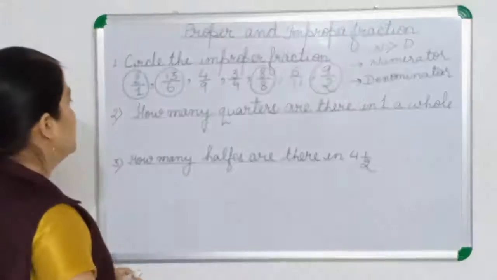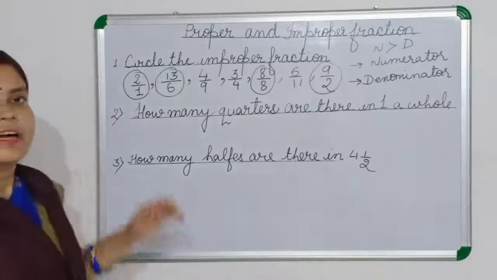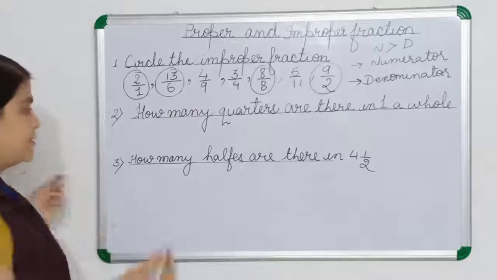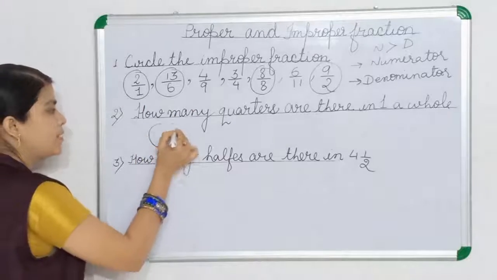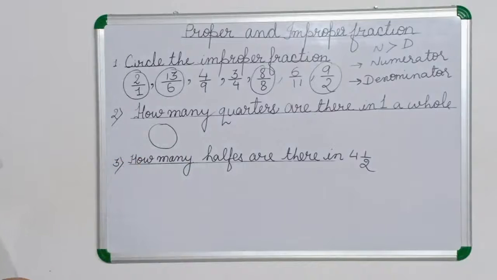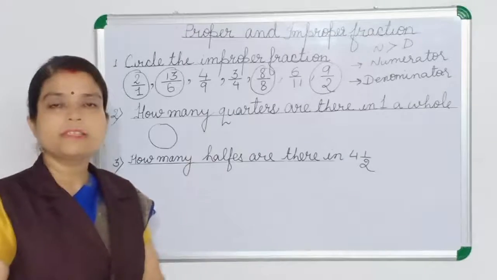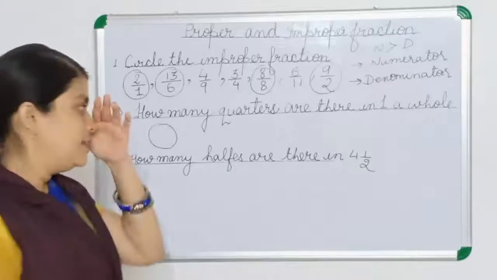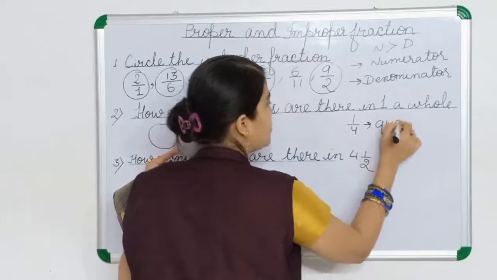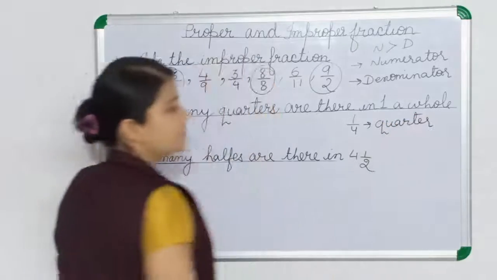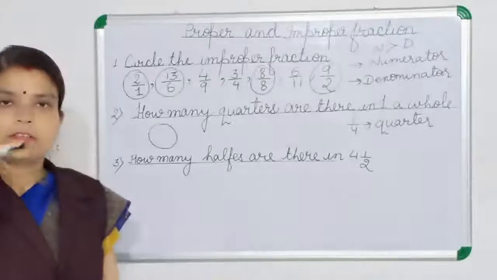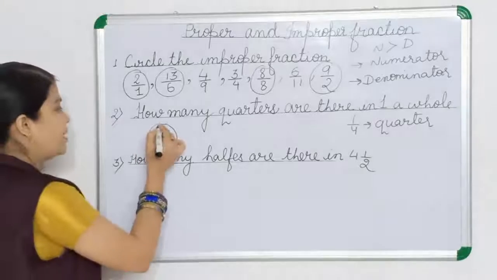Okay. Now, how many quarters? The next question is how many quarters are there in a whole? So let's see. We have started only like this. This is a whole. Okay. And it is said how many quarters? Quarter means 1/4. Already we have learned that 1/4 we can say quarter also. So 1/4 means we have to divide this whole into how many equal parts? 4 equal parts. We divide it here into 4 equal parts.